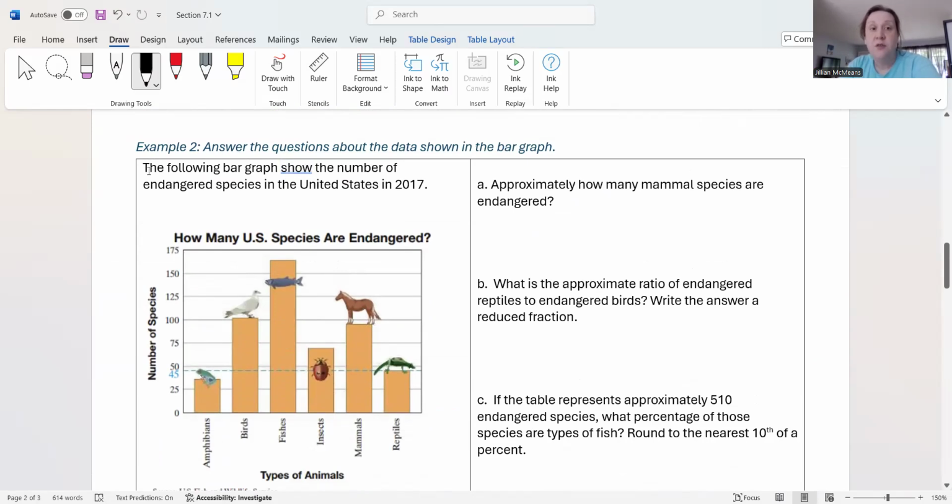All right, so in the following example, it says answer the question about the data shown in the bar graph. The following bar graph shows the number of endangered species in the United States in 2017. Things were really popping off in 2017. We had wheat production, we had endangered species. It was wild out there in 2017, y'all.